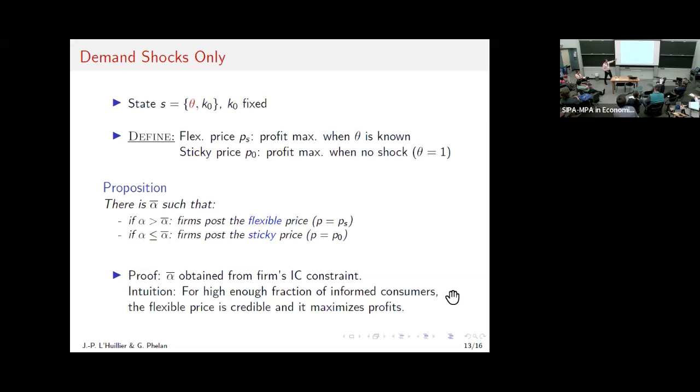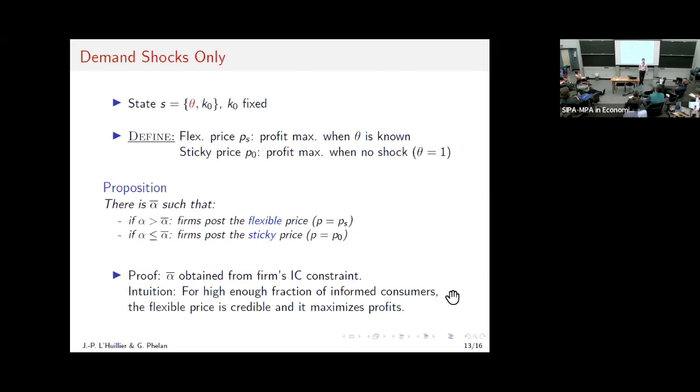And so the proposition says there is a cutoff in alpha such that above the cutoff, so when there are enough informed consumers, the firm posts a flexible price, and below the cutoff, the firm posts a sticky price. And the proof is basically working through the IC constraint of the firm. In this game, the firm has an incentive to post high prices, but that cannot be an equilibrium when alpha is below this cutoff alpha bar.